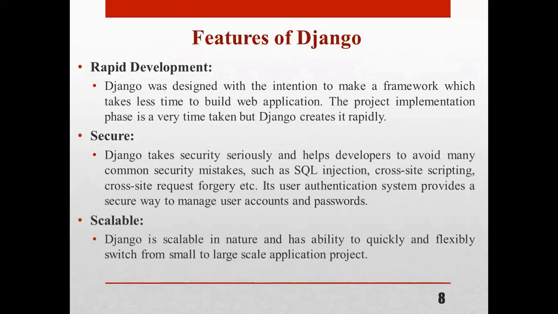Then the features of Django. The first feature is rapid development. It was designed with the intention to make a framework which takes less time to build web applications. The project implementation phase is very time consuming, but Django does it rapidly. It takes less time to design. So that is rapid development.